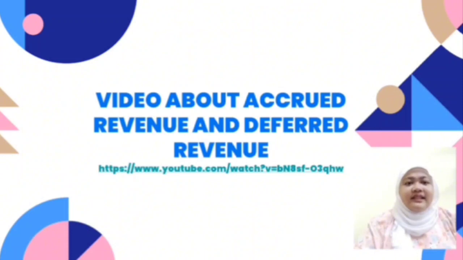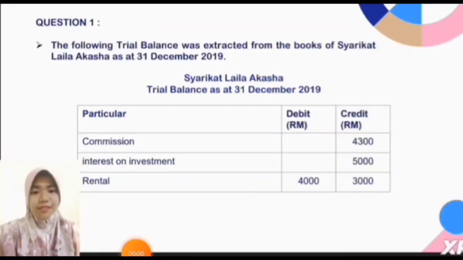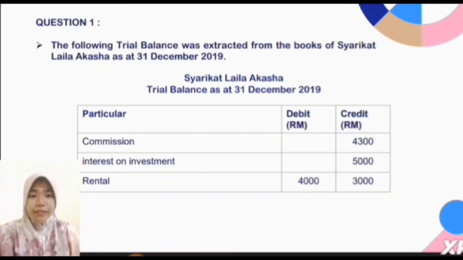So, the video explained the scenario of accrued revenue and deferred revenue. Now we proceed to question 1. The following trial balance was extracted from the books of Syarikat Laila Akasha as at 31st December 2019. Under the trial balance, we have 3 different items, which are commission, interest on investment, and rental.